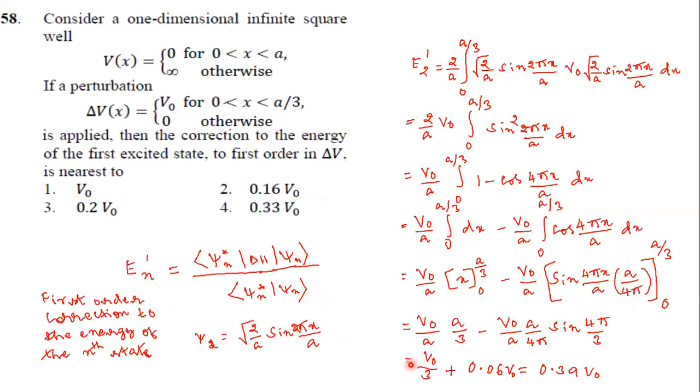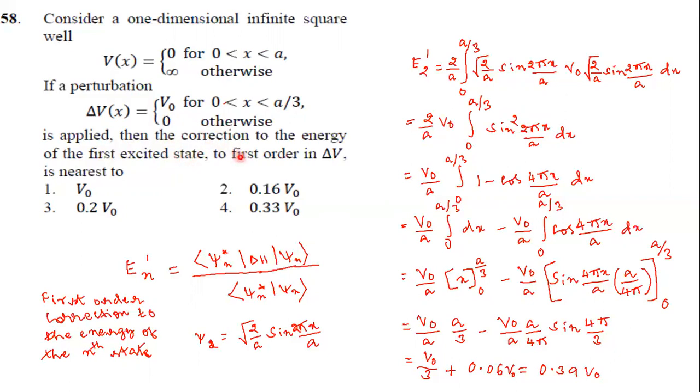This is a problem which was also asked, which is also very important from the examination point of view. So this is a little difficult. Consider a one-dimensional infinite square well. V of x is equal to 0 in this range of the box. The potential is 0 inside and infinity otherwise. A perturbation delta V is applied, where delta V is V naught for 0 less than x less than a by 3 and it is 0 otherwise.